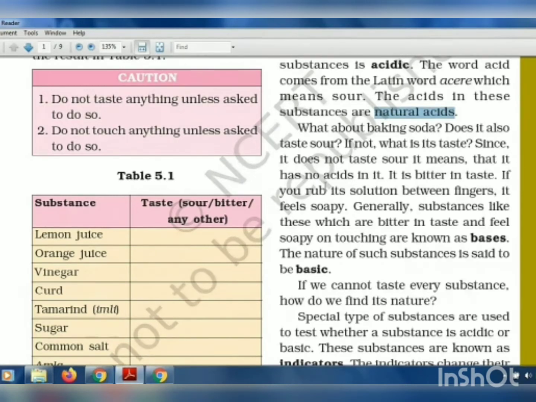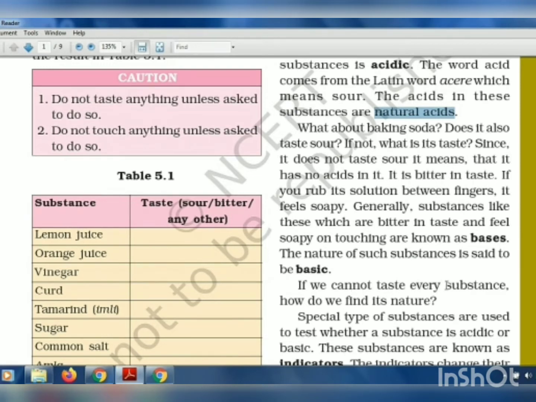So when you rub that between your fingers, you will feel it is soapy, as when you use soap. Generally, substances like this, which are bitter in taste and feel soapy on touching, are known as bases. Okay, so one thing is clear: the substances which taste sour are called acids, and the substances which are bitter in taste and feel soapy when you touch them are known as bases. The nature of such substances is basic, right? As acids are acidic, bases are basic.